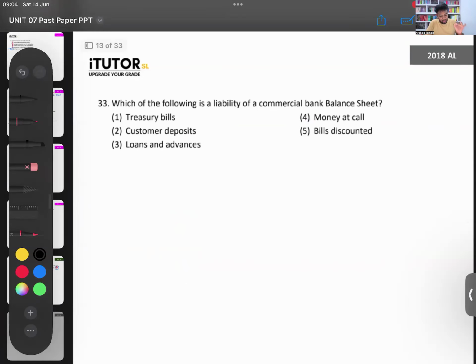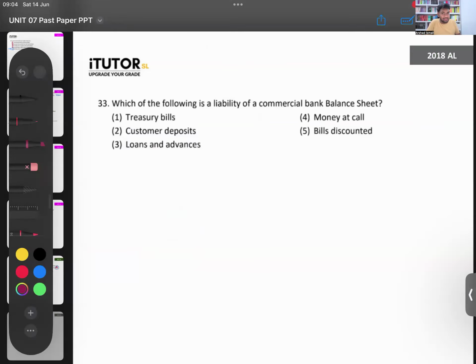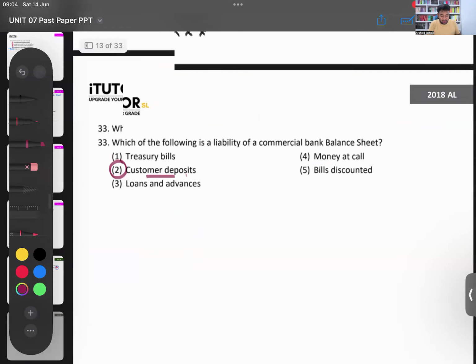2018. Which of the following is a liability of the commercial bank balance sheet? This was there before also. Which one is a liability? I told you, whenever a customer comes and deposits money, could be demand deposits, could be this, could be that, whatever happens, this is a liability. So demand deposit, saving deposit. How do you find it with a single bank or a banking system?